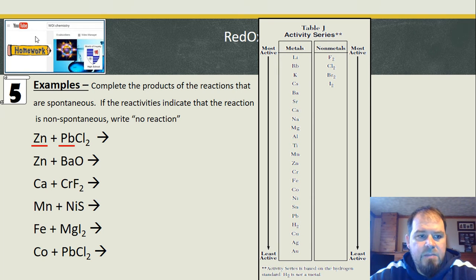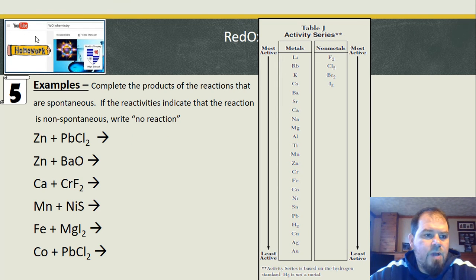It's really that simple. So we're going to look up Zn. We're going to look up Pb. In this case, Zn is higher, so it will go. It will replace the Pb there, and Zn is going to hook up with the Cl. Pb is going to kick off, and I'm going to make ZnCl2. Okay? That is a single replacement reaction because I don't have the two compounds.